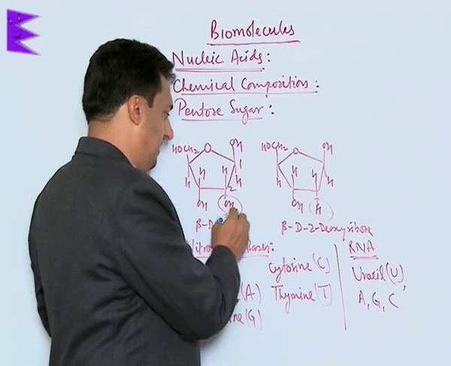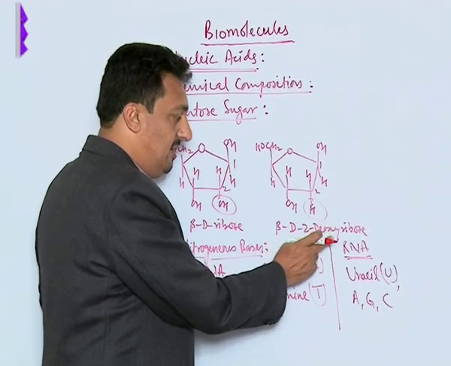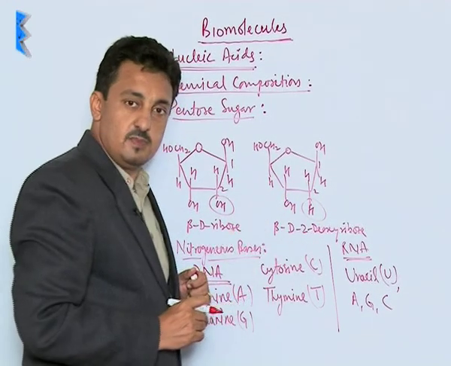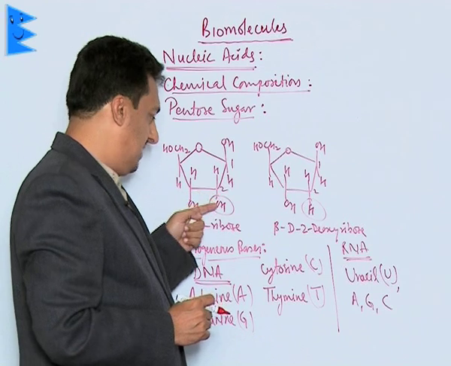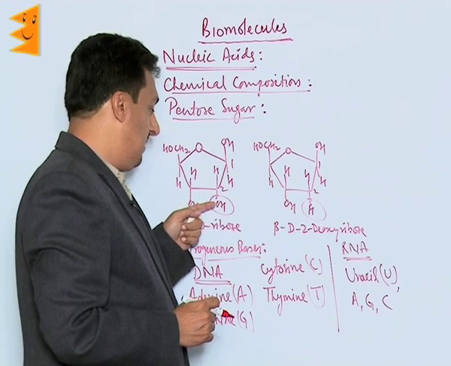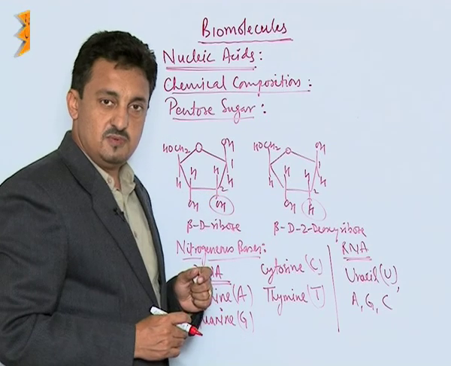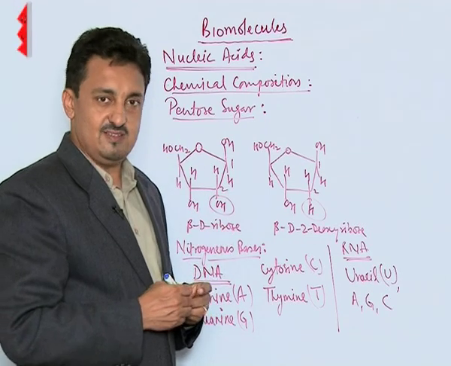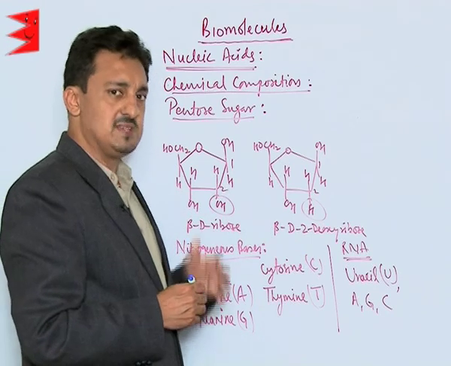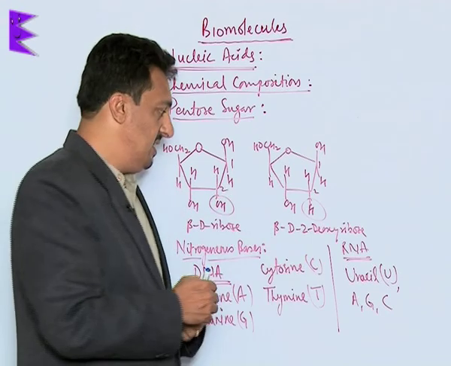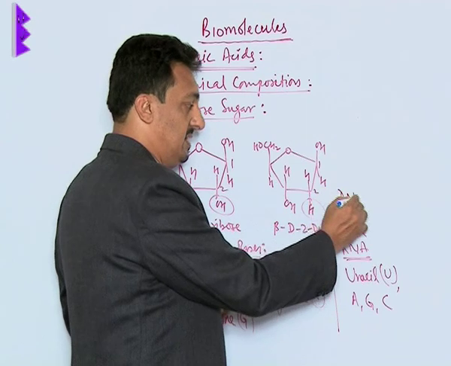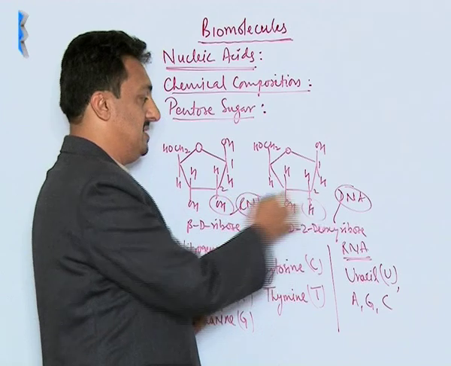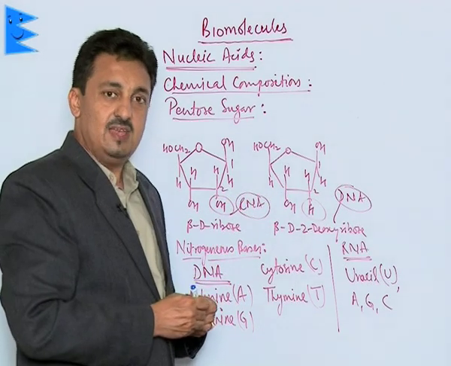Now, how these pentose sugars differ from each other, you can see here: this is the first carbon atom and this is the second carbon atom. In deoxyribose sugar, the second carbon does not have any OH group, whereas the ribose sugar has one OH group on the second carbon atom also. So, that is how we say that the pentose sugars in these nucleic acids are of two types, ribose and deoxyribose. Deoxyribose is only present in DNA, whereas ribose is only present in RNA. So, that's the basic difference between DNA and RNA.